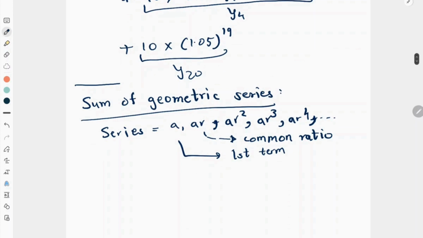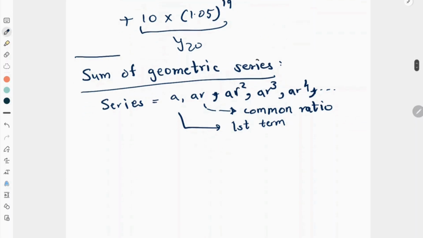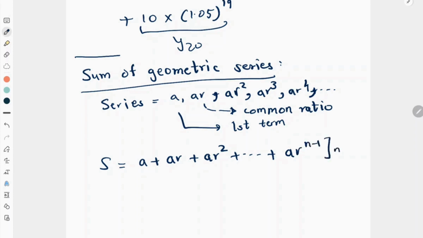So the numbers are a, ar, ar squared. These differ from each other by a constant multiple, and we want to calculate their sum. So let S be equal to a plus ar plus ar squared plus, and so on, up to ar to the power n minus 1. There is a total of n terms here.